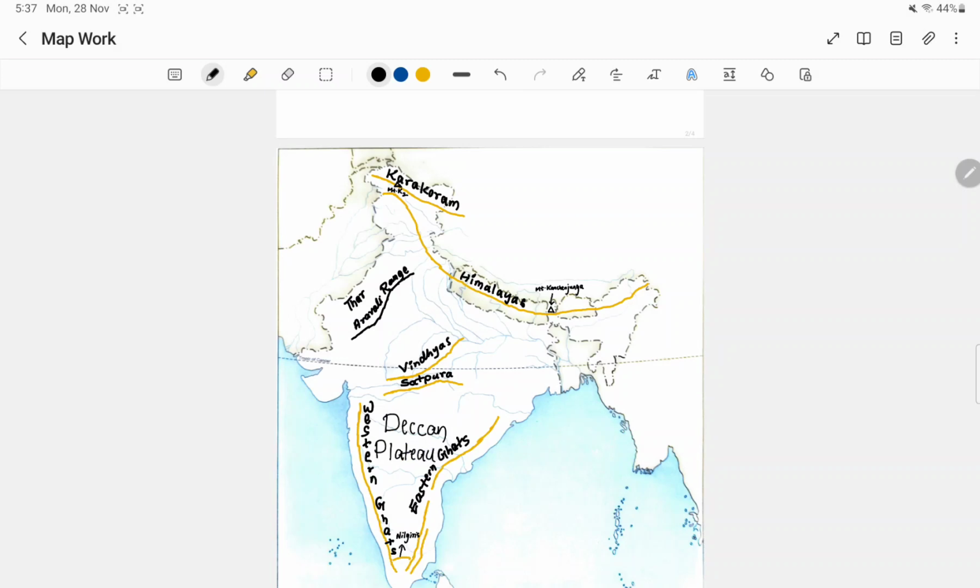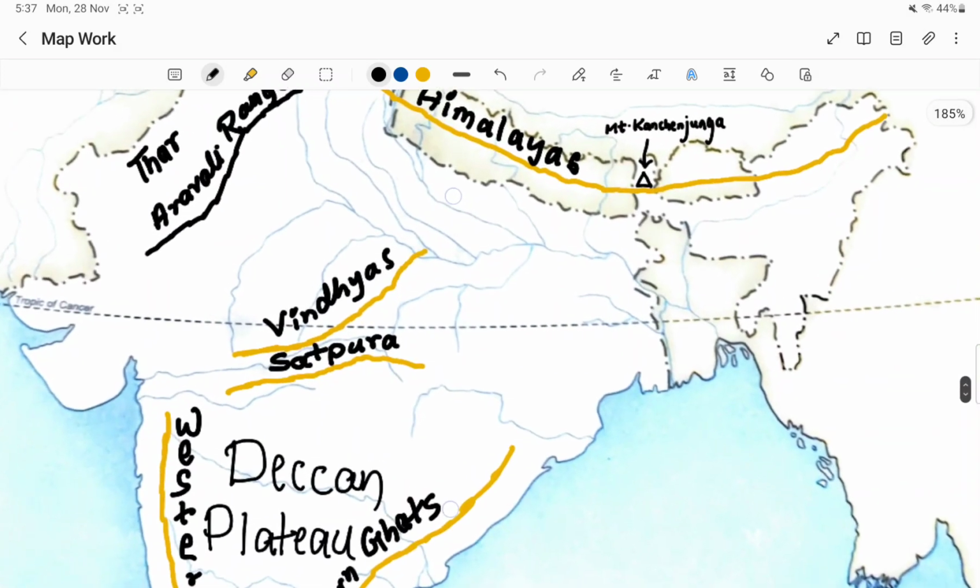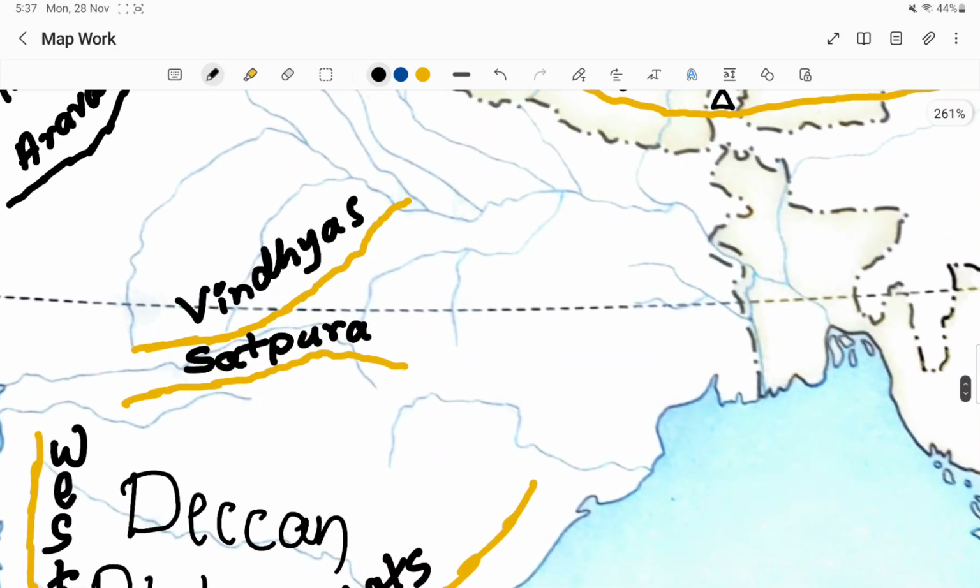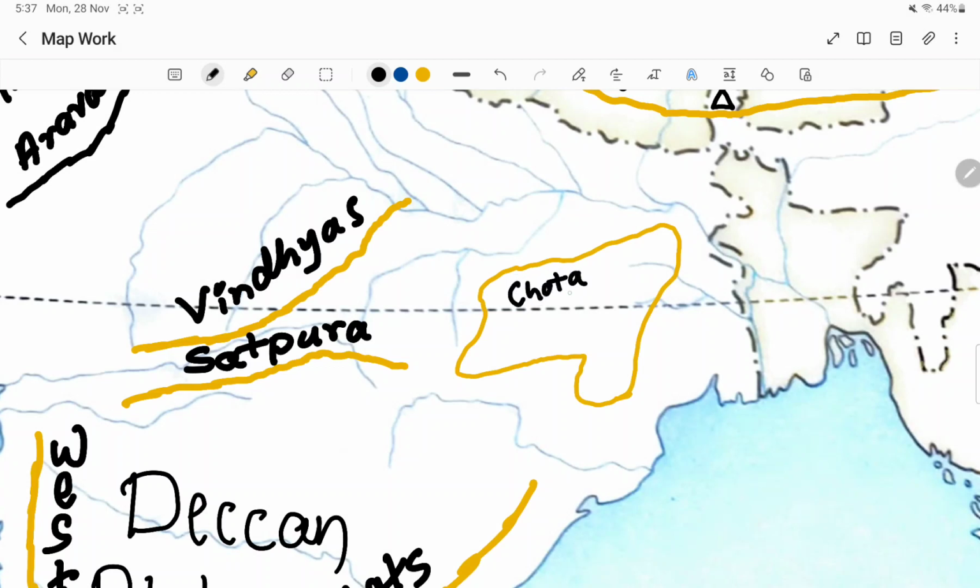Next topic is the Chota Nagpur Plateau. For marking Chota Nagpur Plateau, we can again use the Tropic of Cancer. So here will be the Chota Nagpur Plateau, almost at the middle of the Tropic of Cancer.